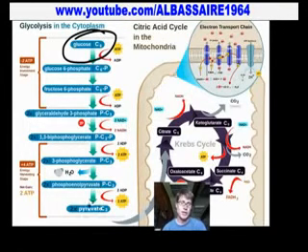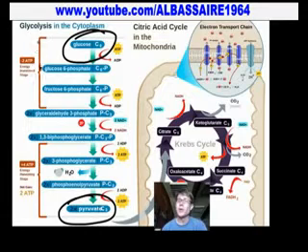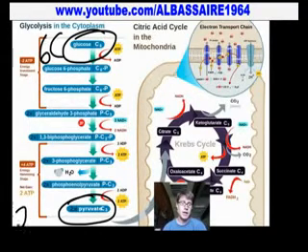Glucose, and we break that down into pyruvate. One thing that you should know is that glucose is a 6-carbon molecule, and down here at pyruvate we have 2 3-carbon molecules. We release a little bit of ATP in glycolysis, and that takes place outside of the mitochondria.